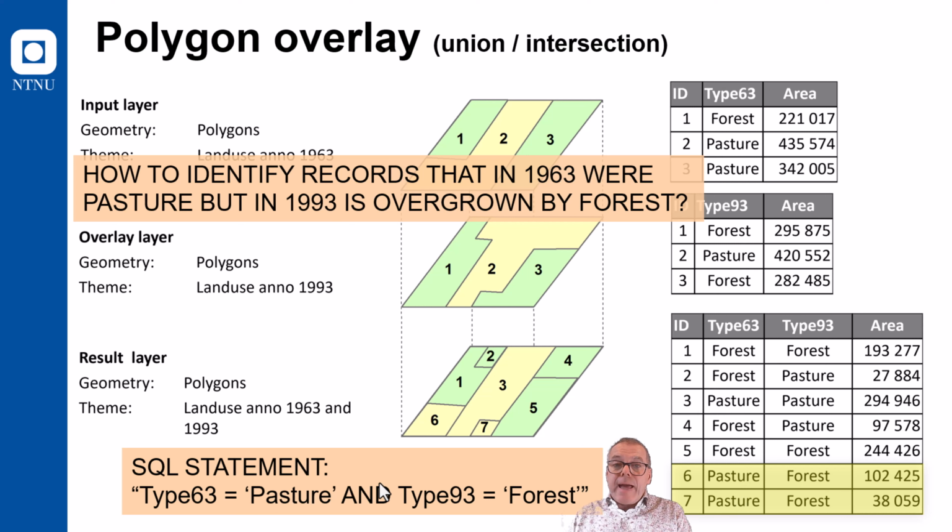But since we are using an AND operator, and thus restricting the selection, because we also want type 93, so the second column here, to be forest. And for this one here, it is still forest also in 1993, so this will not be part of the selection. Here we do not have any land use change. To identify these areas that were pasture but became forest, this is then the result. And it would also be highlighted in the map, these 2 areas. That was all about polygon overlay, and that was all about vector overlay.